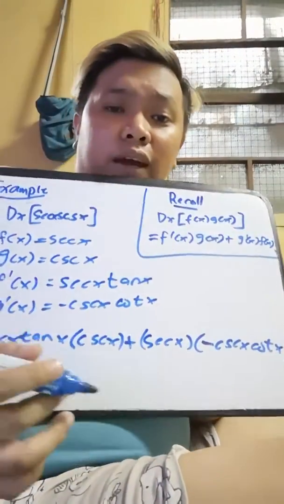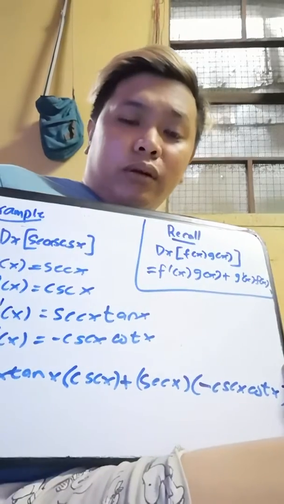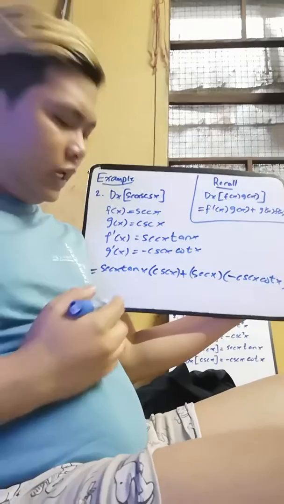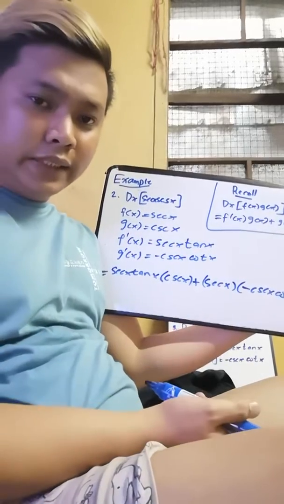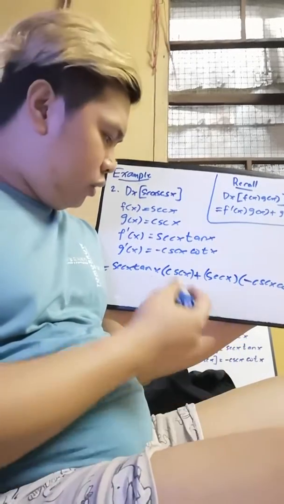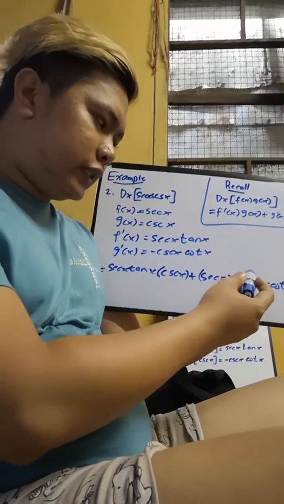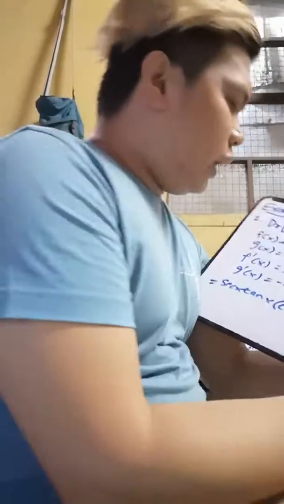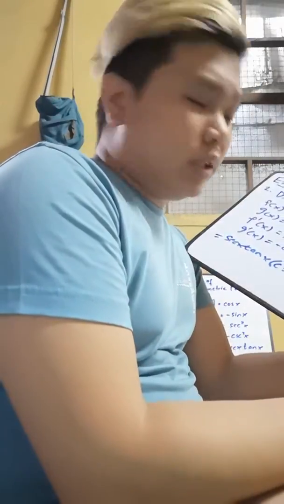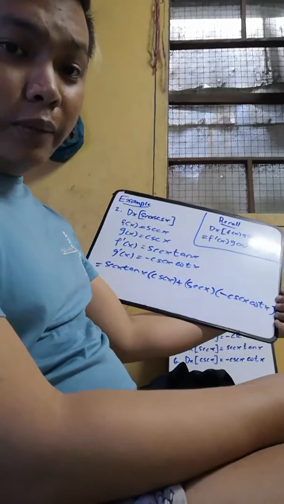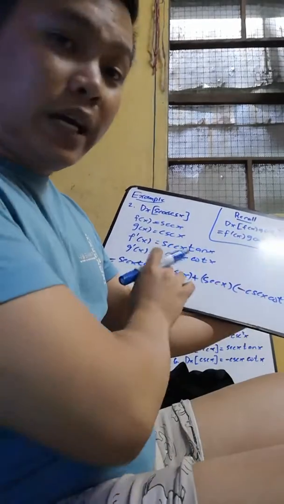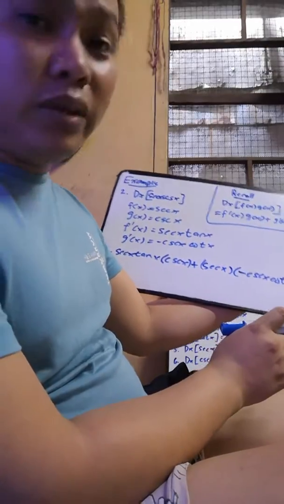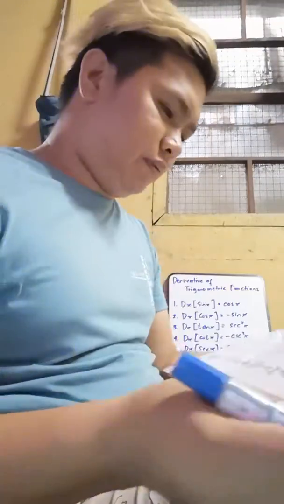Actually, that's the final answer na. I-factor out mo na lang yung negative doon. Kita nyo ba? Wait lang ha. Ayan. So, the final answer is secant x tangent x multiply to cosecant x plus secant x multiply to negative cosecant x cotangent x. Okay na sa akin na hindi mo na siya, wala naman na kasing pwedeng pagsamahin dahil sila magkakaiba naman. Wala namang makakancel din. So, okay na yon. That's the final answer. Okay?